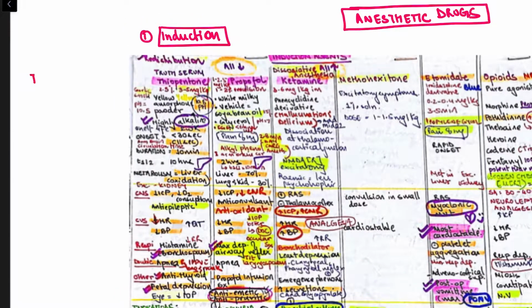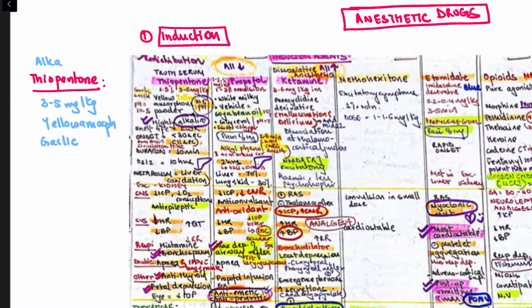Right? So in induction agents, the first drug that we're doing is thiopentone. Now what do you need to remember regarding thiopentone is first that it is also called truth serum. The dose is 3 to 5 milligram per kg. It is a yellow amorphous powder, and it has a garlic odor. The pH is 10.5, that is, it is alkaline, and the shelf life is 2 weeks.